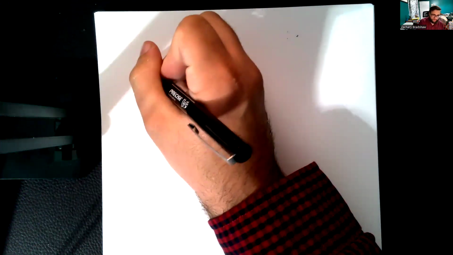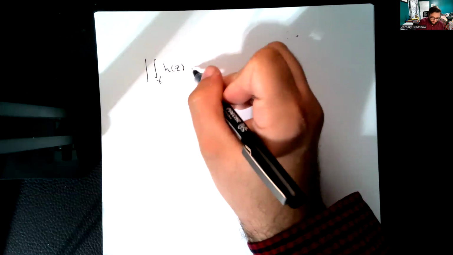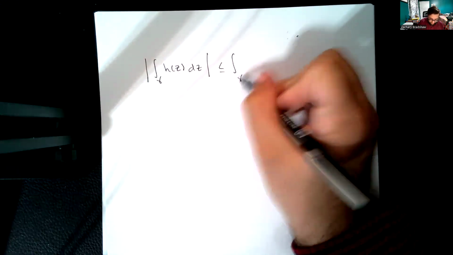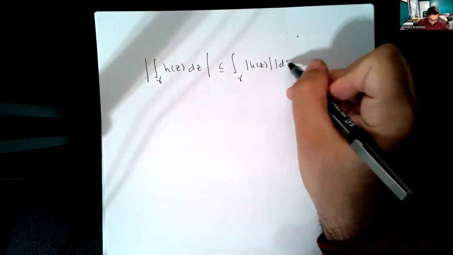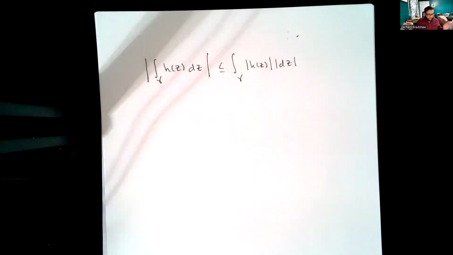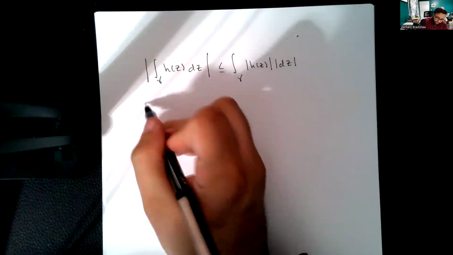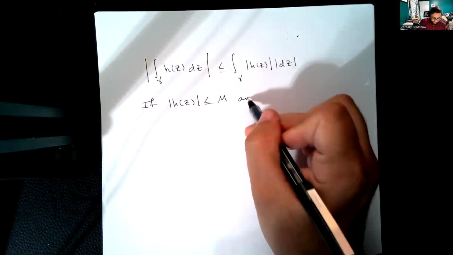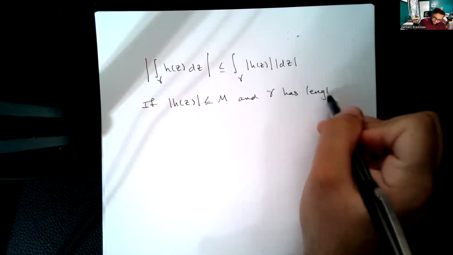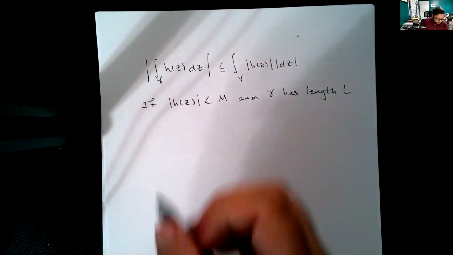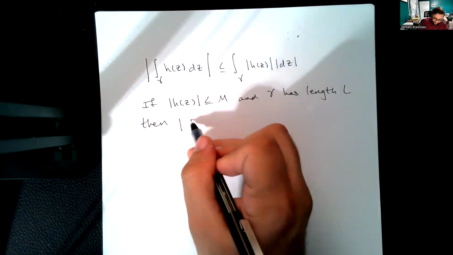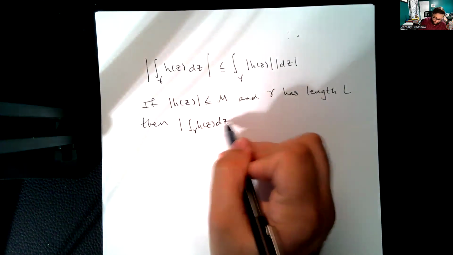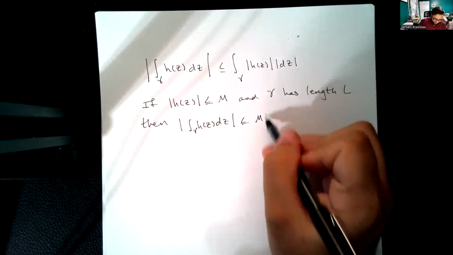So let's note, just as in the real case, we can make an estimate of the following form. This just follows from the Riemann sum definition of these integrals. So if we have that h is bounded above by M, and gamma has length L, so the curve that the integral is along has length L, then what we find is that the magnitude of our integral is bounded above by ML.